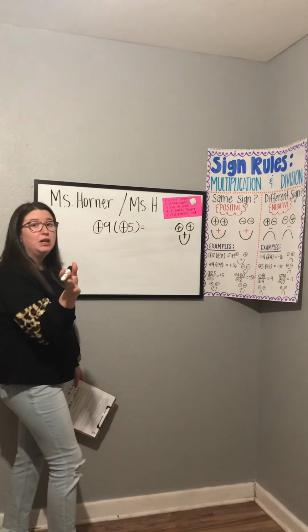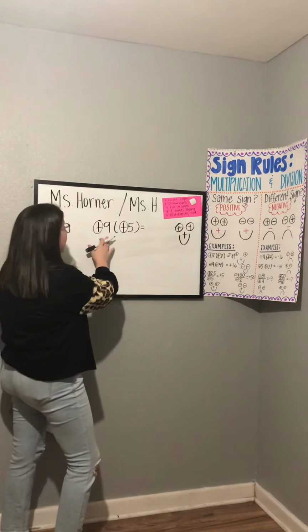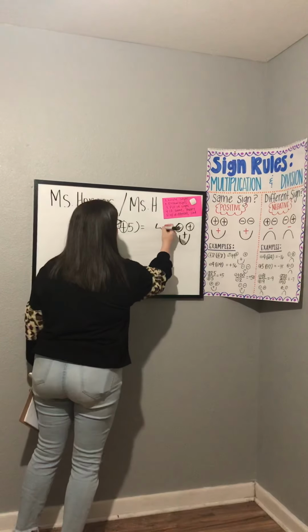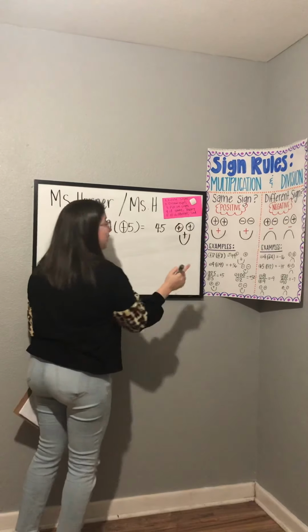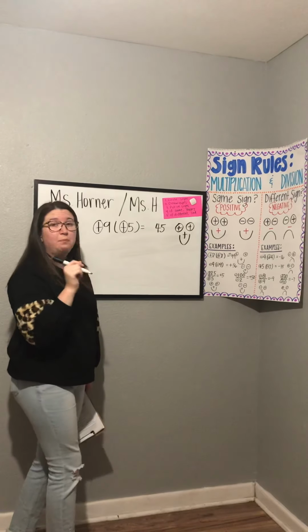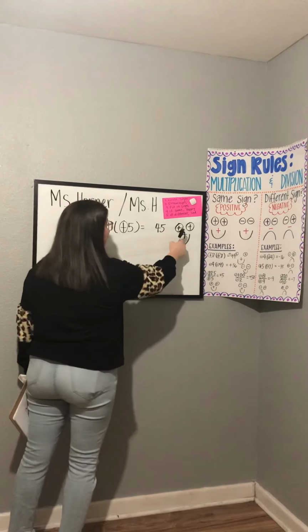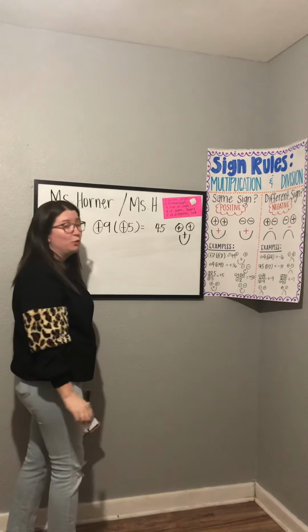Now we simply multiply the numbers. 9 times 5 is 45. And I know that this is going to be a positive 45 because our nose tells us that it will be.